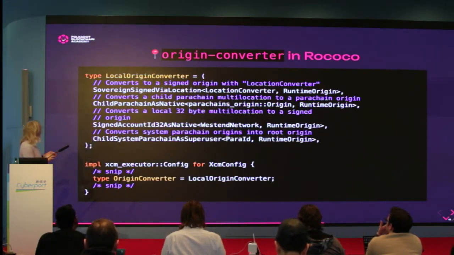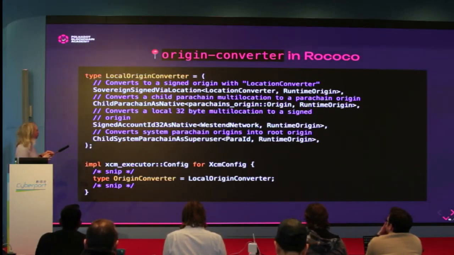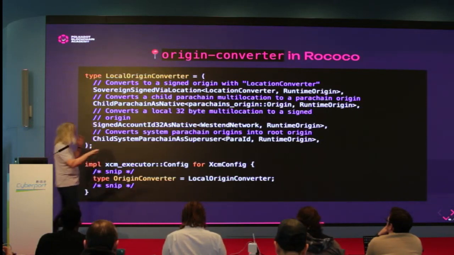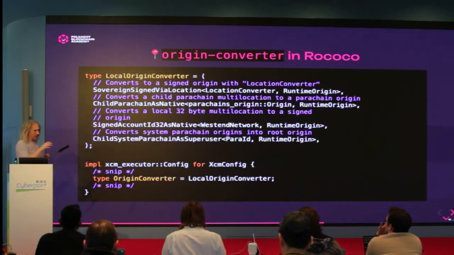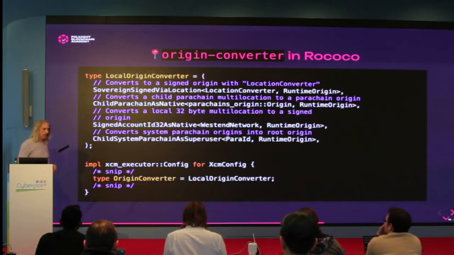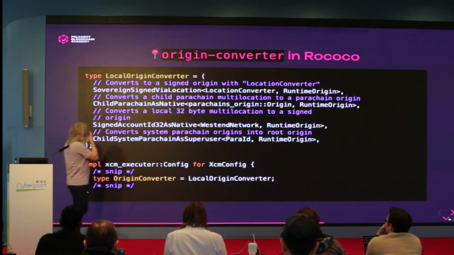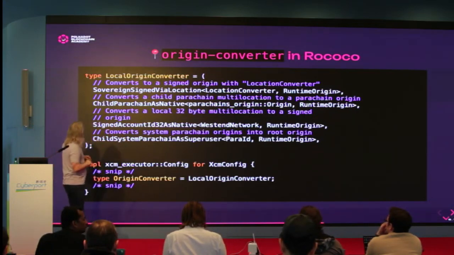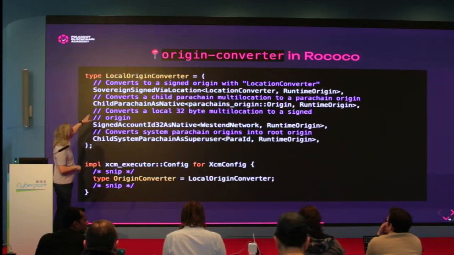Do we actually even have that here? No. Okay, fine. If you want to know more about that, have a look in the pallet XCM and look for the XCM origin there. For now, I'm not going to go into that too deeply because it's a bit beyond what Rococo is doing.